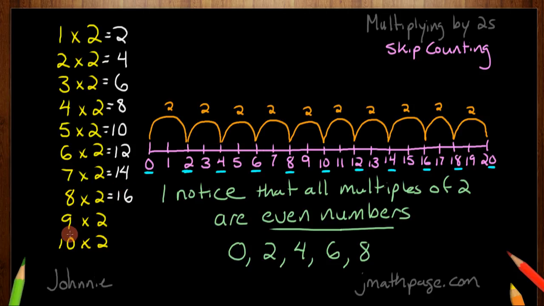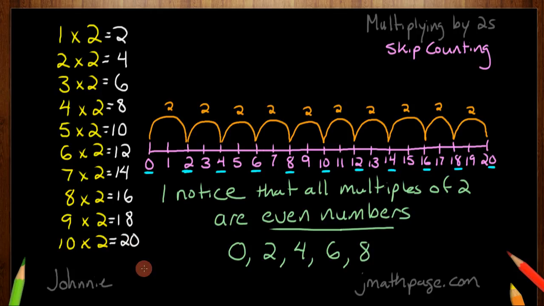Skip counting by 2, 9 times. 1, 2, 3, 4, 5, 6, 7, 8, 9, and I find myself at 18. So 9 times 2 equals 18. And the last one, skip counting by 2, 10 times. You probably already know the answer to this one. Let's try it out. 1, 2, 3, 4, 5, 6, 7, 8, 9, and 10, and you knew it. It's 20. So 10 times 2 equals 20.